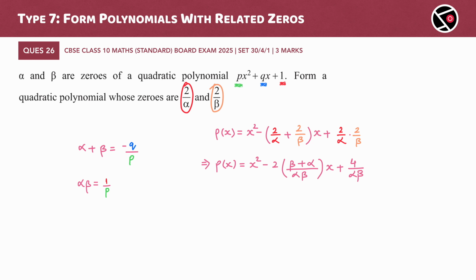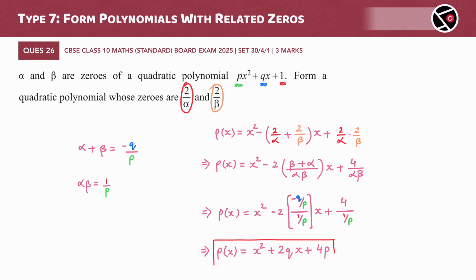We replace alpha plus beta with minus q over p and alpha beta with 1 over p, and we get the p in the numerator and the denominator of the second term cancels out. We have p of x equals x square plus 2qx plus 4p. We are done.